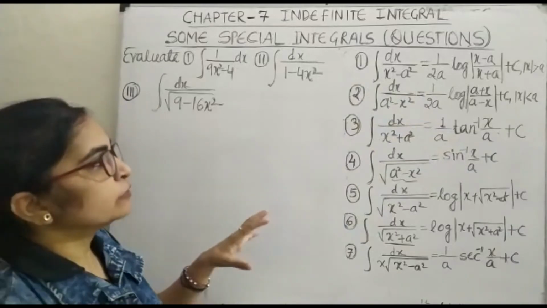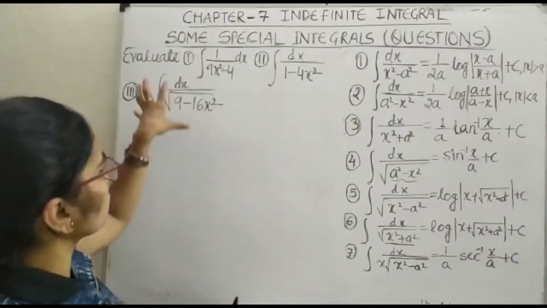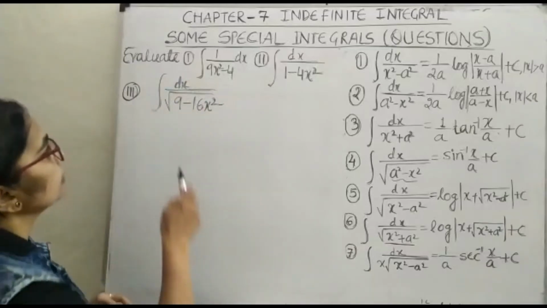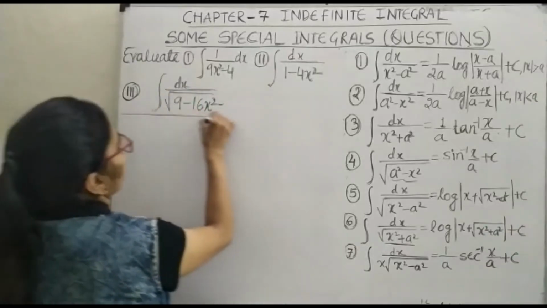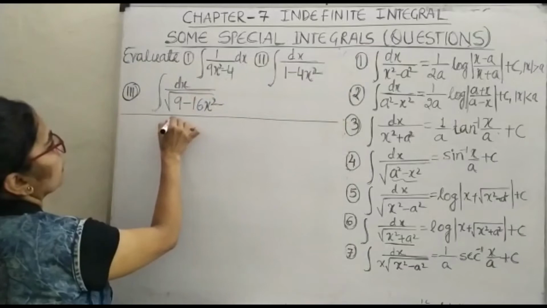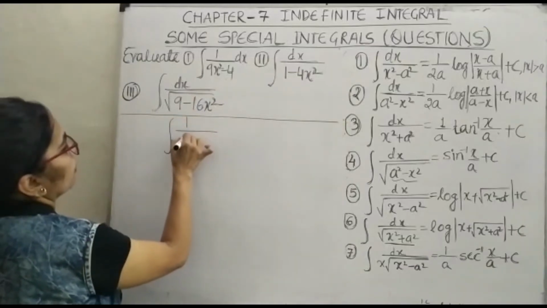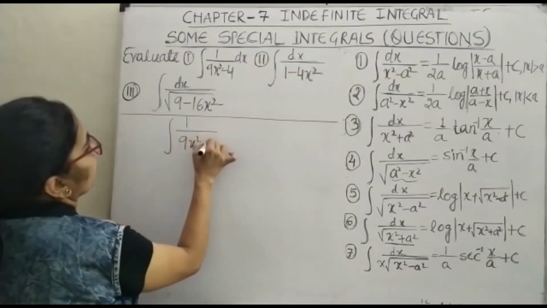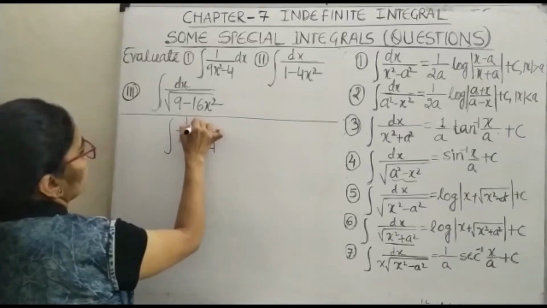Otherwise, if it is asked without proof, that means you have to derive the integration. Otherwise we are having the simple questions. Our questions can be of this type. You can see here the first question. Your first question is integration of 1 upon 9x square minus 4, dx.